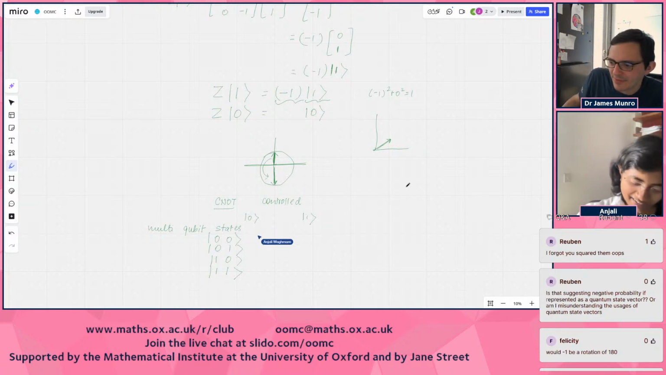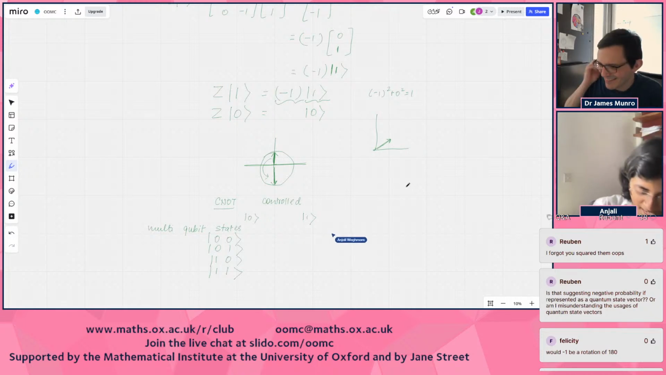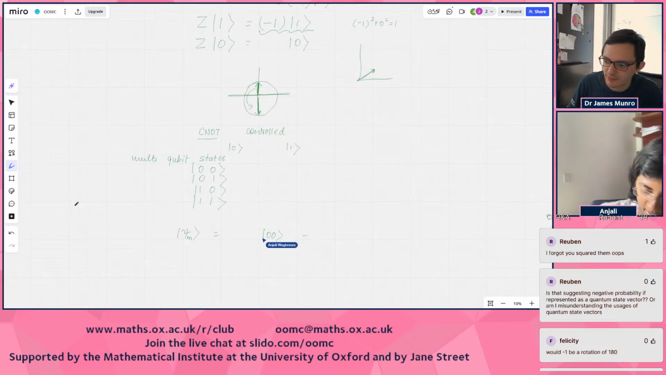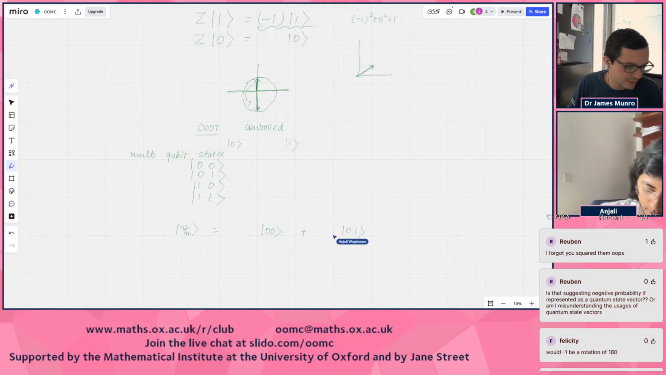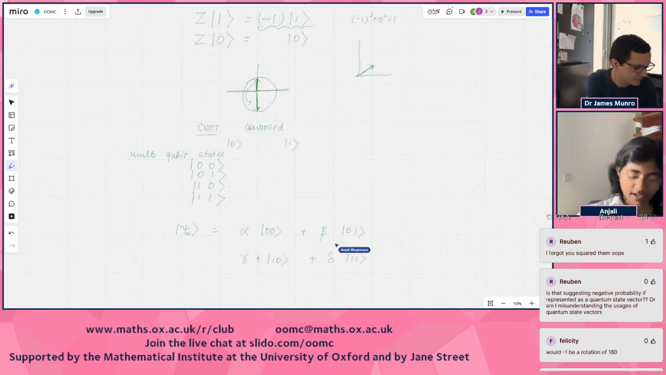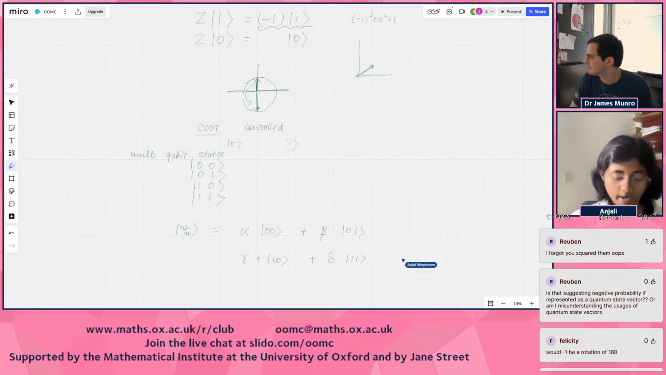Again, we write this in the Dirac notation. In this case, your general multi-qubit state psi would be a combination of these basis states: alpha 0,0 plus beta 0,1 plus gamma 1,0 plus delta 1,1. And again, the probability amplitudes squared add up to 1.